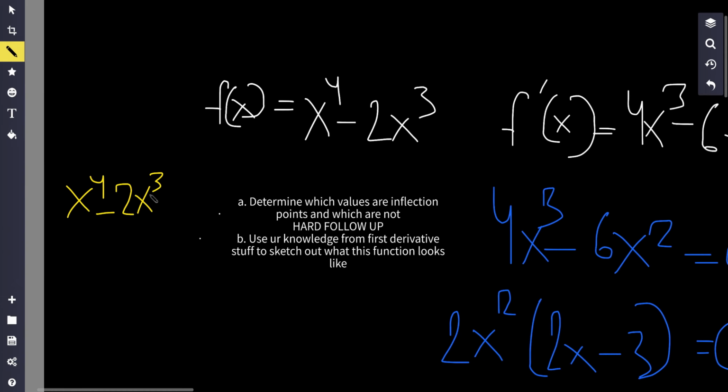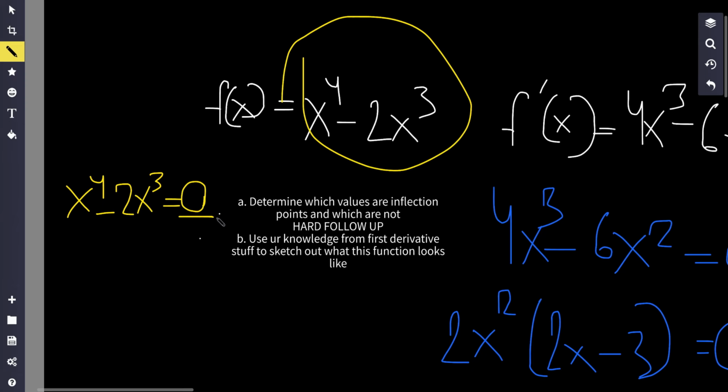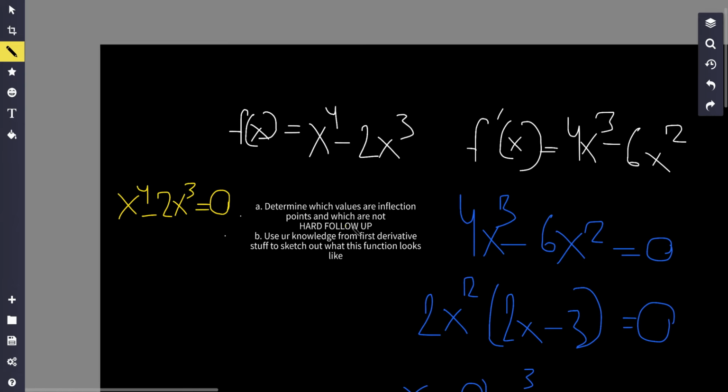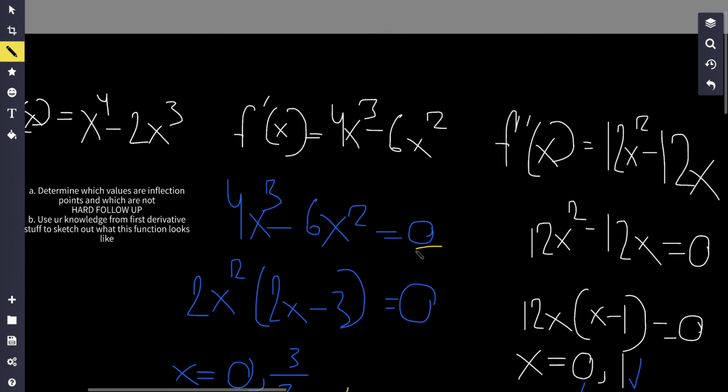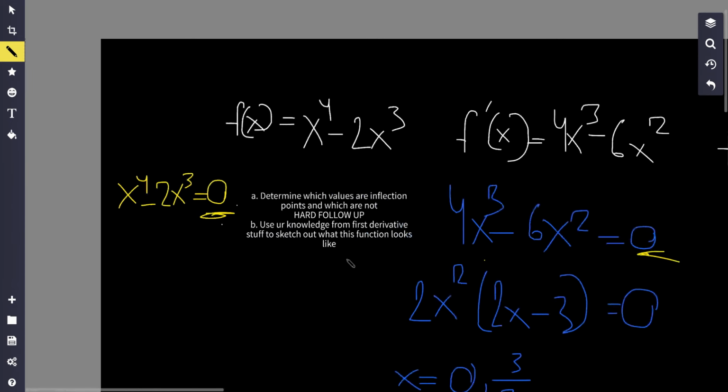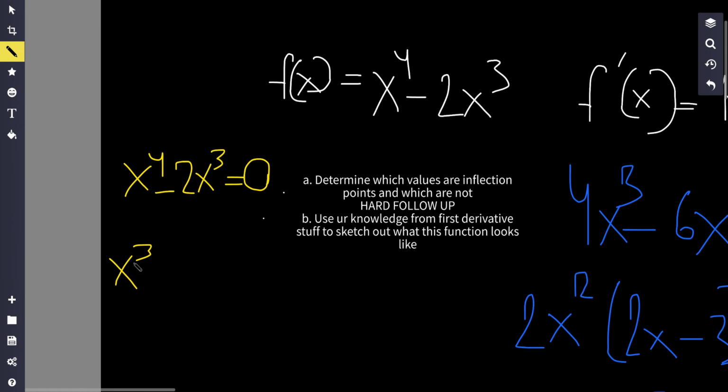So it runs to them. I'm actually going to find out what values make the original function equal to 0. When you do these types of problems, you kind of have to set everything equal to 0: the first, second, and even the original function. So when I set this equal to 0, I can factor out an x to the third power term.